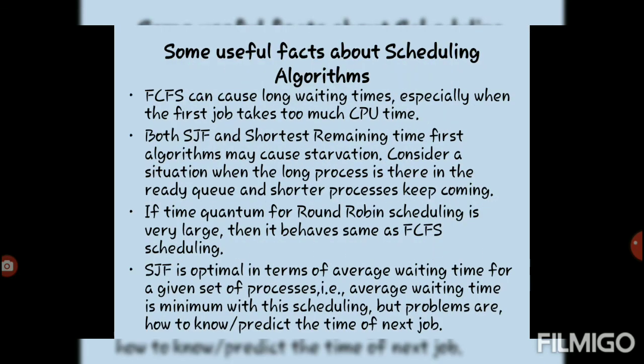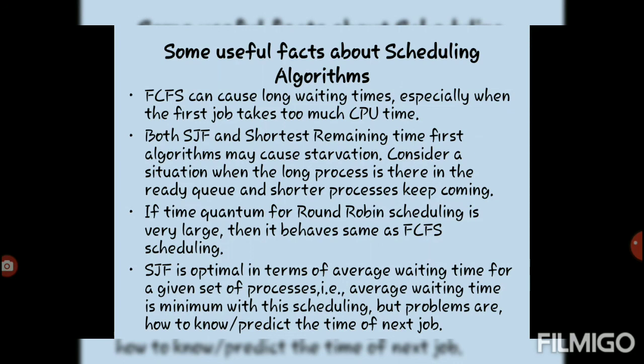Then these are some useful facts about scheduling algorithms. First come first serve can cause the longest waiting time, and shortest job first and shortest remaining time first both cause starvation. Starvation is the CPU waiting time. That will maximize starvation.